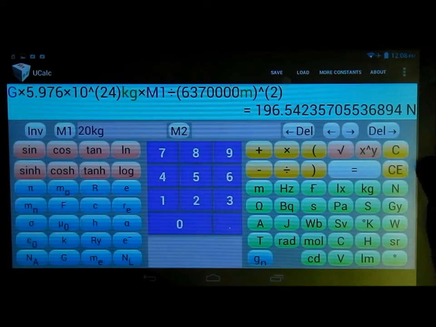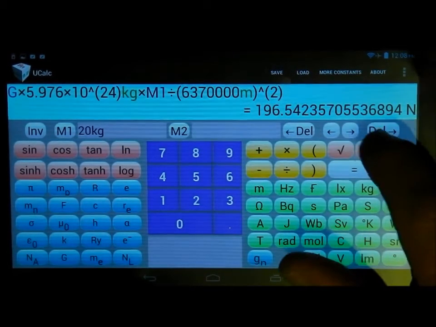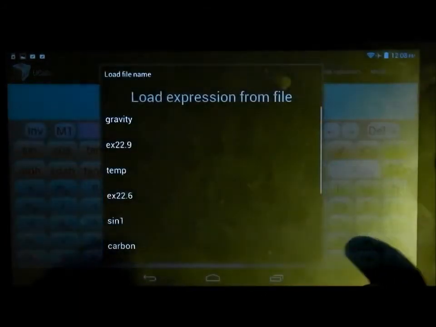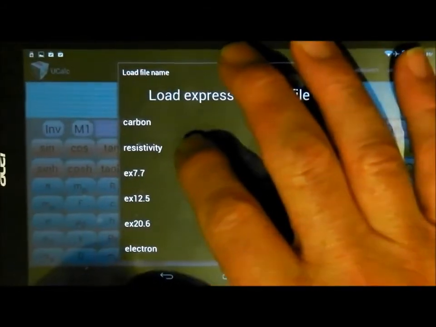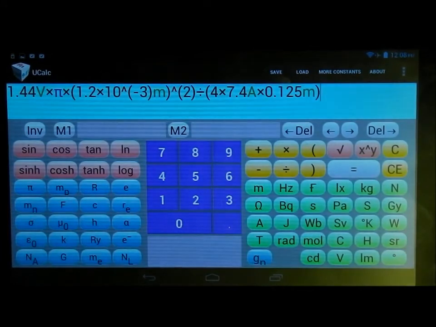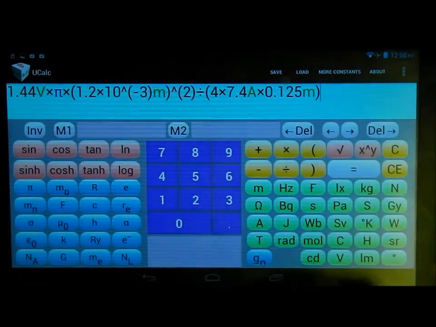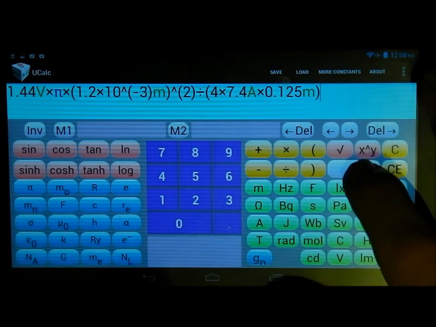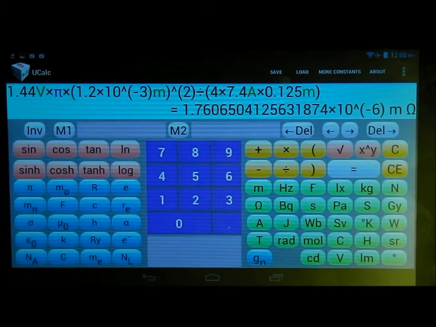We can use much more complicated expressions, and we can save and load them. So in this case, we'll clear that and we'll load one that I've put in before, which is a resistivity calculation. This is a bit more complicated. We've got 1.44 volts, a wire diameter 1.2 millimeters and a length of 125 millimeters and a current of 7.4 amps. Now when we calculate with this, the answer comes out in meter ohms.